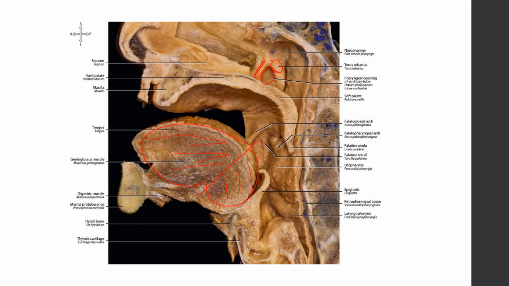salpingo-palatine fold. Salpinx means tube in Latin. So extending from the salpinx to the palate is the salpingo-palatine fold. Similarly, posterior to the opening is another fold called the salpingo-pharyngeal fold, extending from the salpinx or tube to the pharynx.